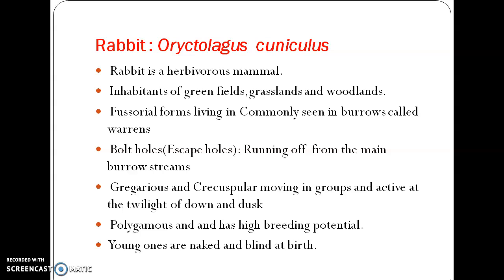Then what about their way of living? They are gregarious, which means they live in groups, and crepuscular in nature. Crepuscular means they are generally active at the twilight of dawn as well as dusk, that is, mainly in the evening. Then they are polygamous, and they have a high reproductive or breeding potential. The young ones, produced by viviparity, are naked as well as blind at the time of birth. So this is the general idea about the rabbit.